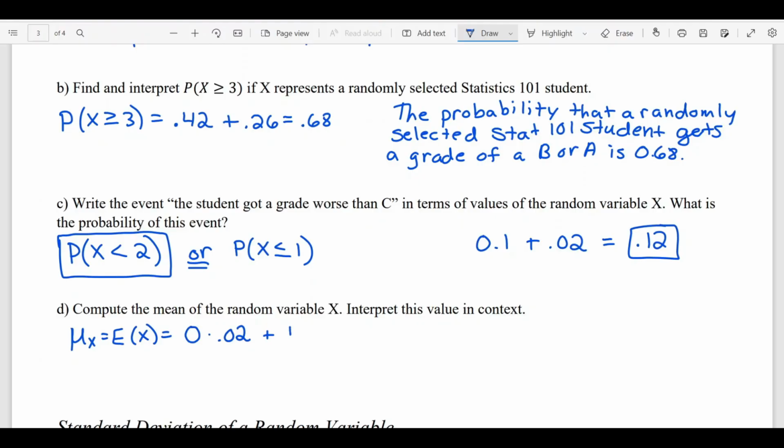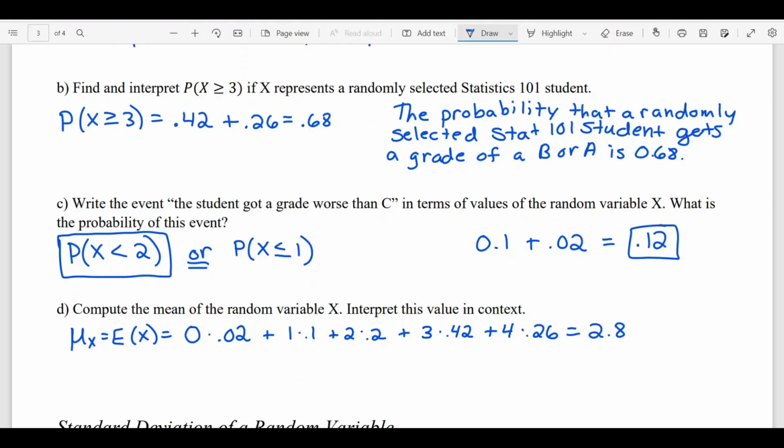Plus 1 times that probability of 0.1, plus 2 times that probability of 0.2, 3 times the probability of getting a 3, plus 4 times the probability of getting a 4. We multiply those, add them all up, and we get 2.8 as our expected value of x.